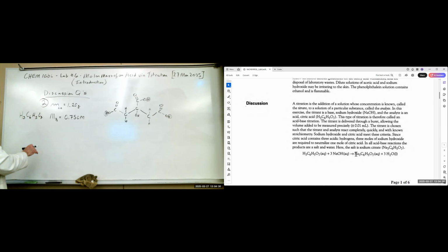Okay, now let's do the weight. We've got 8 hydrogens, right? 1.01 for each hydrogen, 6 carbons at 12.01 grams per mole, and 7 oxygens. There we go. So we can calculate the molar mass of that compound. 12.01 times 6, and then 16 times 7. So I get 192.14 grams per mole.